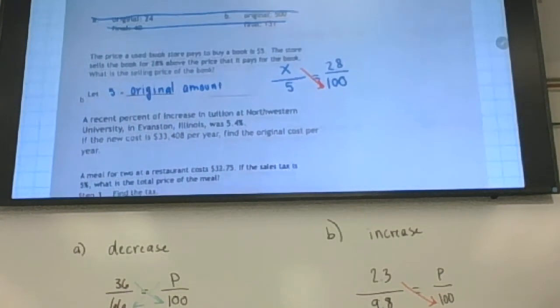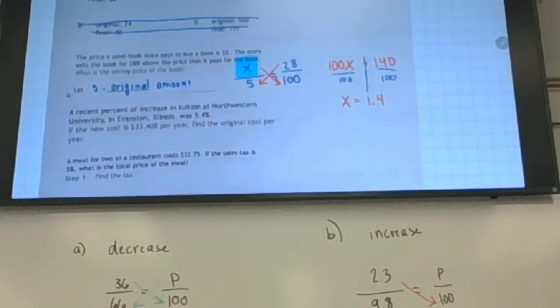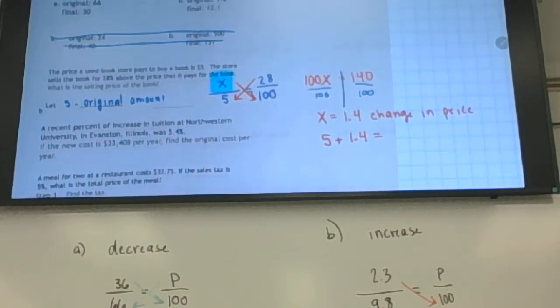Is that the final answer? So this must be 1.40. So what does 1.4 represent? Well, it was up here, and what we put up there is the amount of change. That's the change in price, right? And it says that the store wants to sell it for 28% above. So the selling price of the book will be the $5 plus the $1.40 profit they're gonna make off this one book. So the selling price of the book is $6.40.